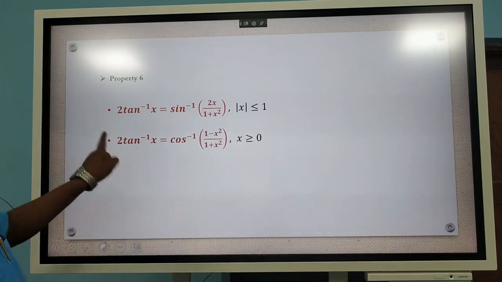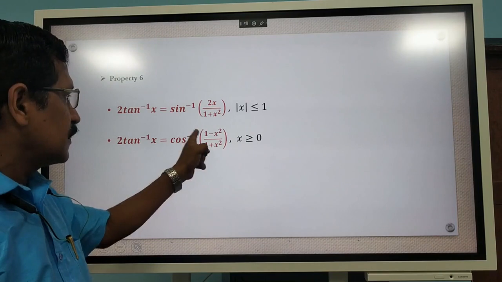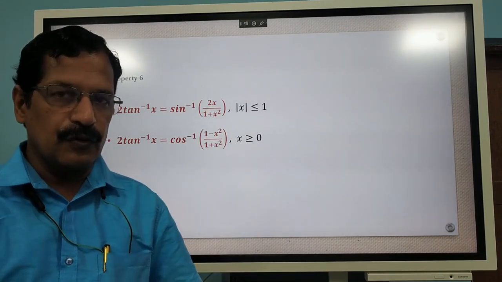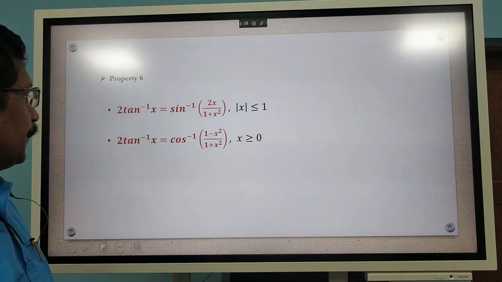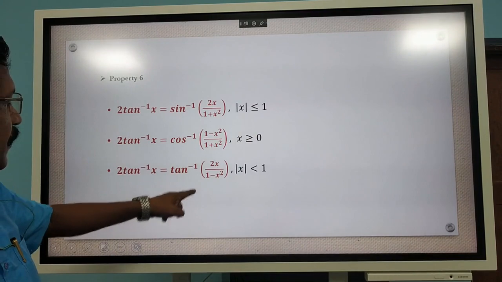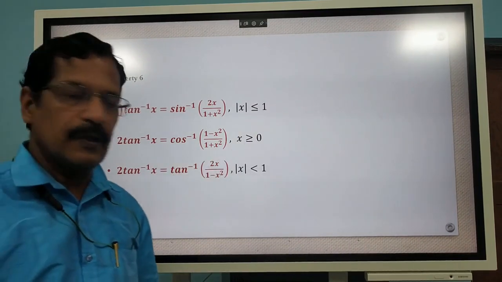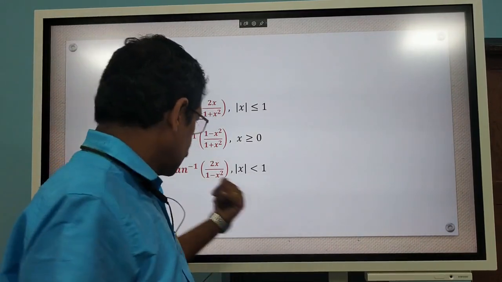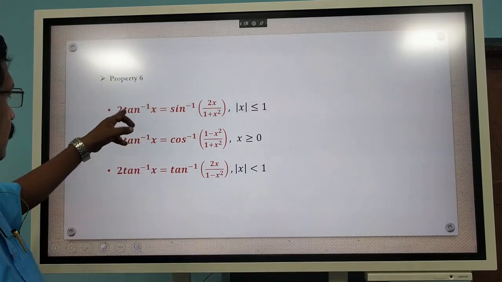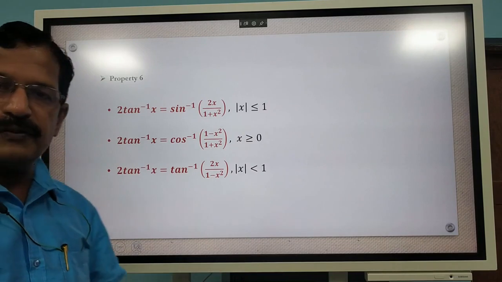Same way, 2 tan inverse x is equal to cos inverse of 1 minus x square by 1 plus x square, where x is greater than or equal to 0. X should be positive in this case. And the third one is 2 tan inverse x equal to tan inverse of 2x by 1 minus x square, where mod x is less than 1. This already we have proved. Now these are the 3 sets of important results.